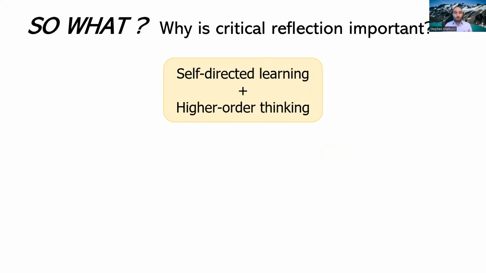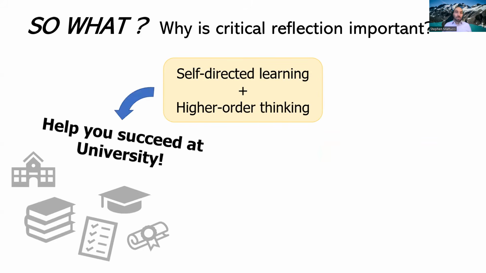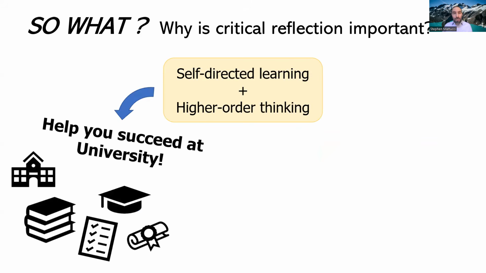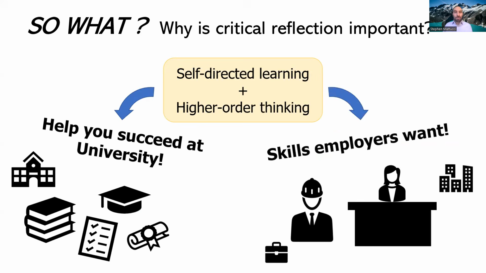So it's also important, we've got self-directed learning, we've got higher order thinking. These are skills that are going to help you right now succeed at university. It'll help you learn from mistakes you've made on midterms and do better on group projects. These are also the skills that employers want. They want students who can do these types of things.